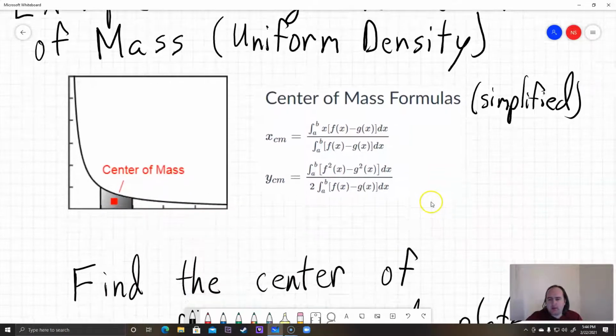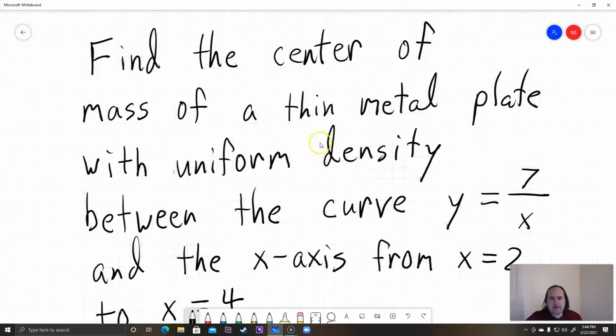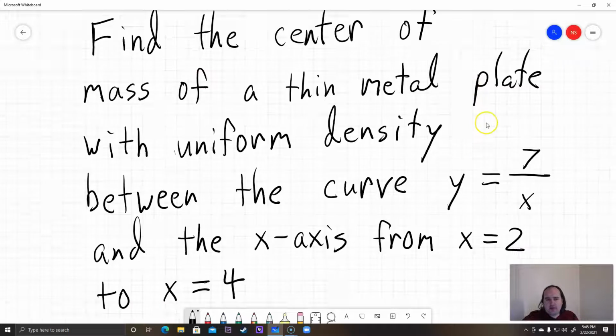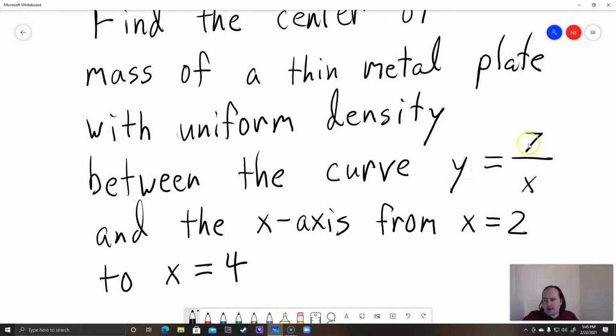Okay, so what they want us to do is find the center of mass of a thin metal plate with uniform density. Now density means basically the amount of matter in a certain volume. So uniform density just means that it's smooth. There aren't areas that are more dense or less dense. Okay, and we want to find the center of mass of a thin metal plate with uniform density between the curve y equals 7 over x and the x-axis from x equals 2 to x equals 4.